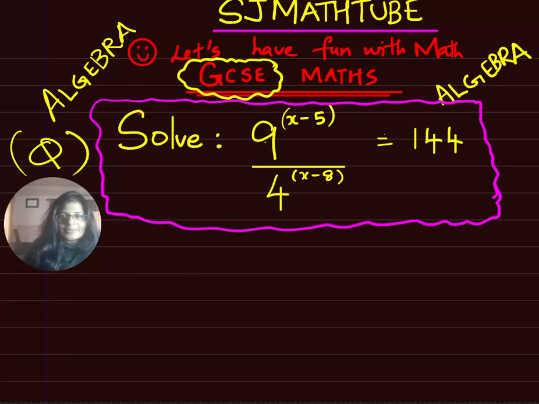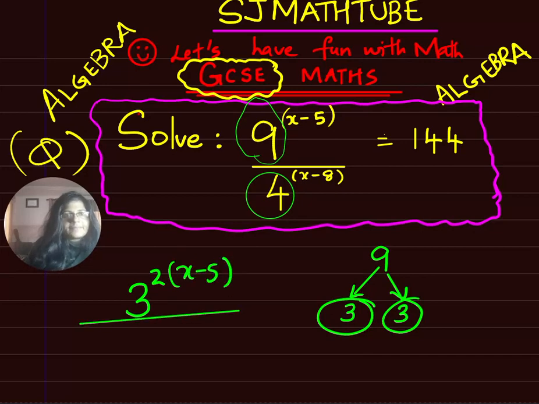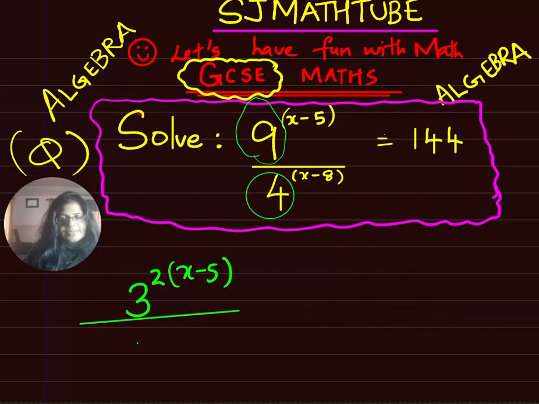Okay. So the trick in these kinds of questions is to change these numbers which are not prime to prime factors. So basically 9 can be written as 3 times 3, and we know that both 3's are prime factors, so we can write 9 as 3 squared to the power of x minus 5, and then 4 can be written as 2 times 2, which is again prime factors, so 2 squared to the power of x minus 8.